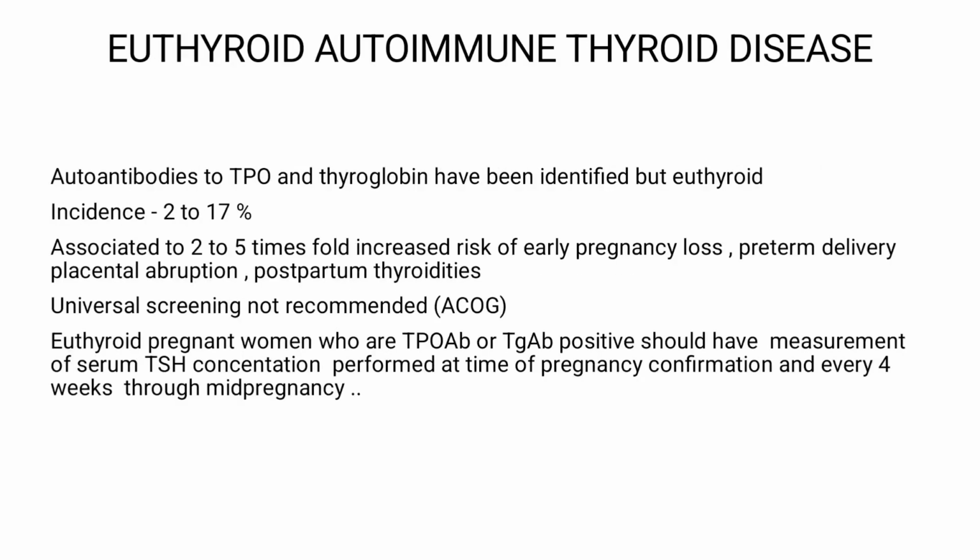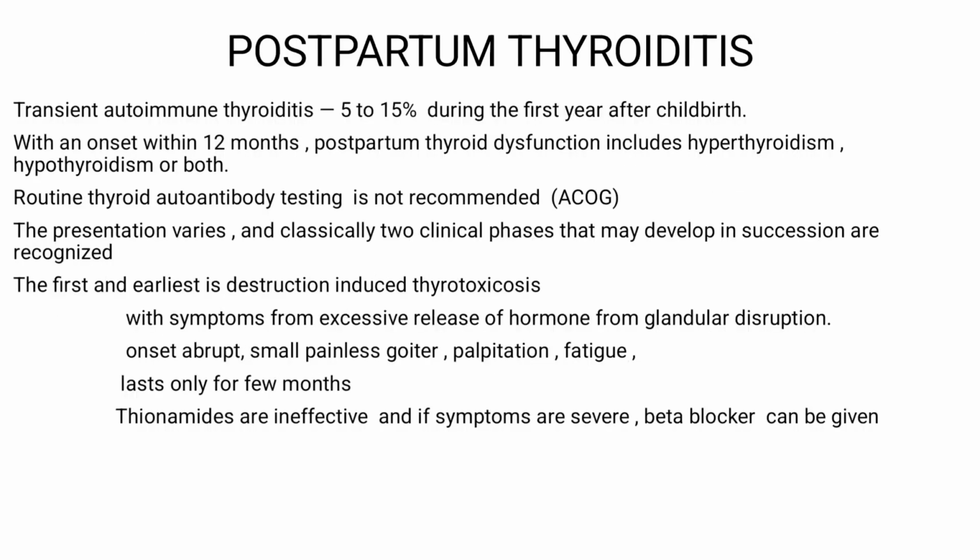Now, what is euthyroid autoimmune thyroid disease? Autoantibodies to thyroid peroxidase enzyme and thyroglobulin have been identified, and the euthyroid incidence is 2 to 17%. It carries a 2 to 5 times increased risk of early pregnancy loss, preterm delivery, placental abruption, and postpartum thyroiditis. Euthyroid pregnant women means her hormones are normal but the antibodies are positive. So these measurements have to be repeated along with the serum TSH concentration after 4 weeks through mid pregnancy.